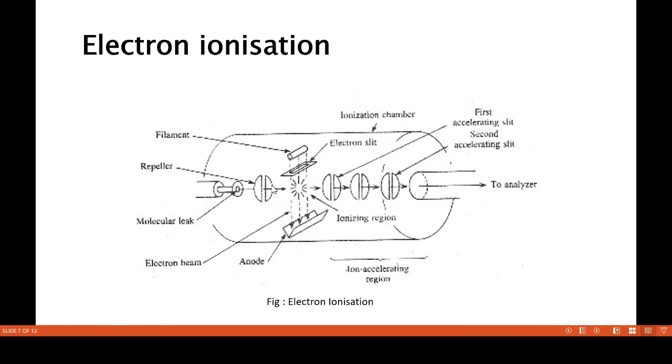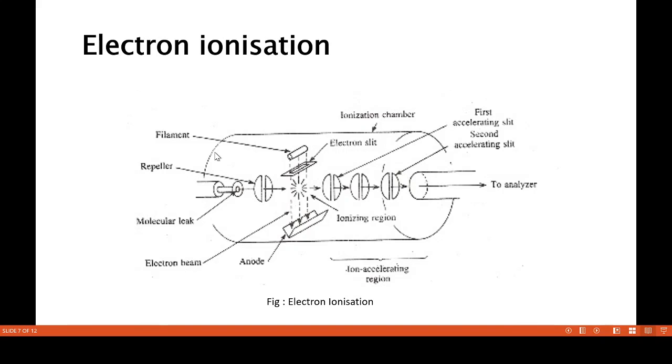This is the repeller and this is a slit. Suppose this slit has a negative charge. So all negative ions are repelled by this repeller. This is its role.